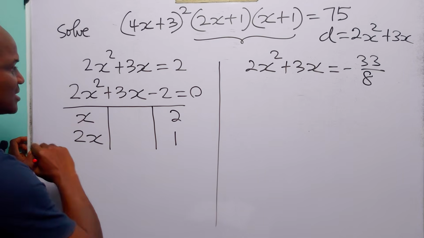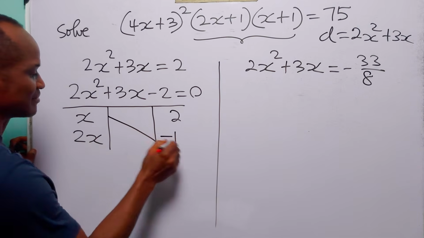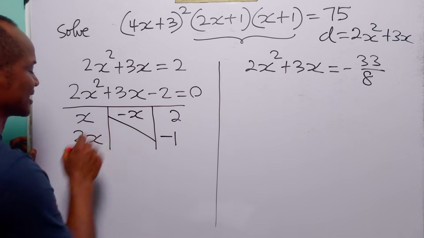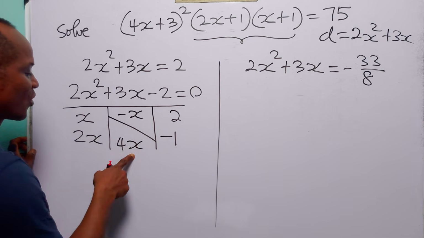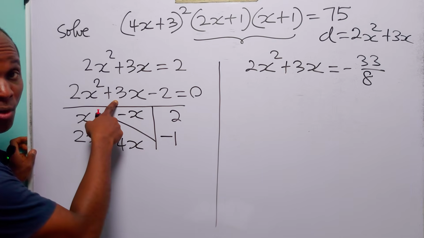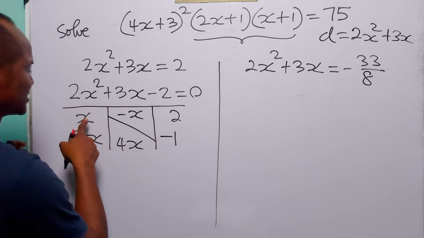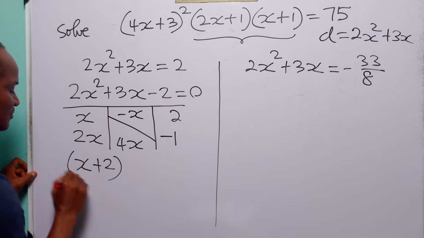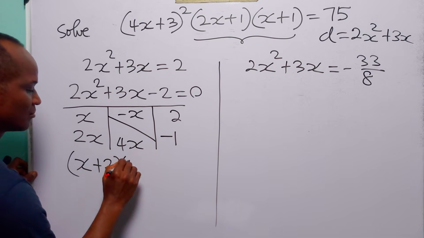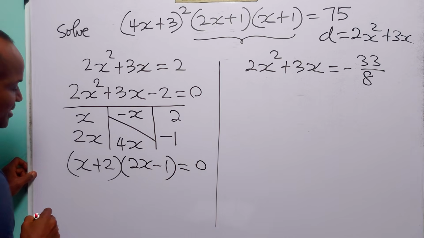Now this is positive, so let this be negative. x times minus 1 is minus x. 2x times 2 is 4x. 4x minus x is equal to 3x. So when we factorize the left-hand side of this quadratic equation, we have x plus 2 times 2x minus 1, and this is equal to 0.